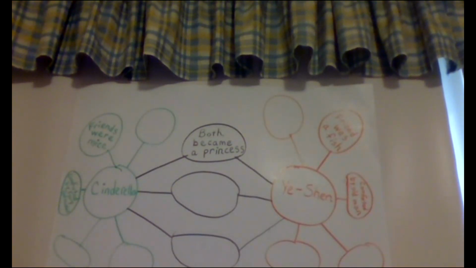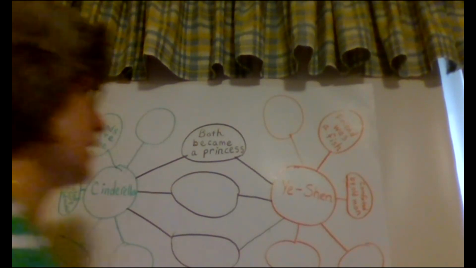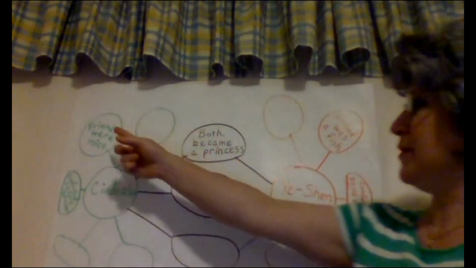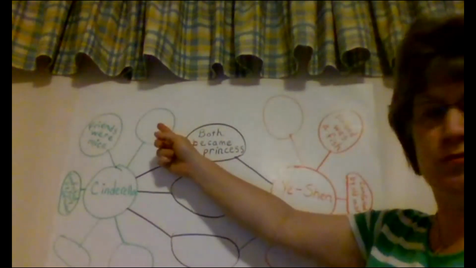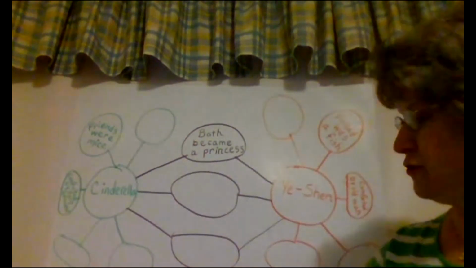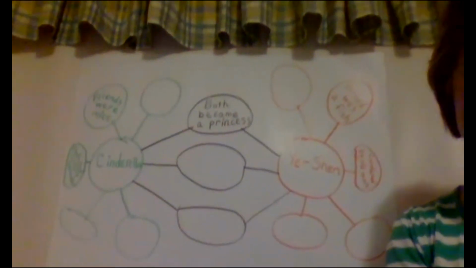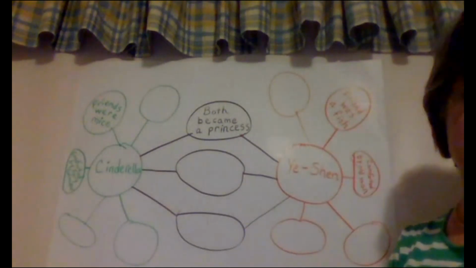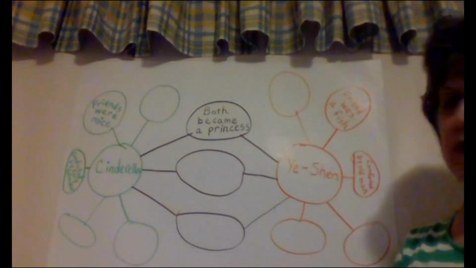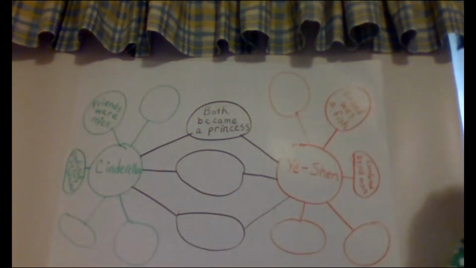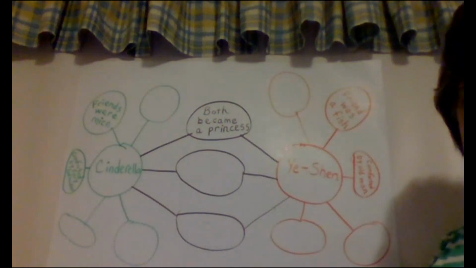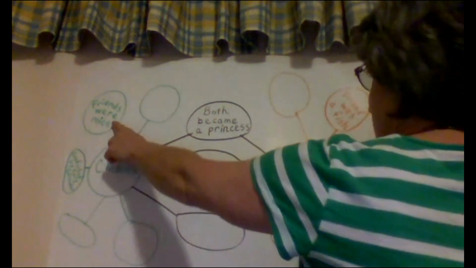Okay, now remember when we do a double bubble, on the outer sides of the map is where we put the ways that they are different. Notice I've modeled 2 that we'll talk about in just a second, but I've also added 1, 2, 3. There we go, see that a little bit better. 3 that you need to come up with on your own about what makes Cinderella different than Ye-Shen. All right, so always try to make sure that your bubbles match up as I have modeled here.